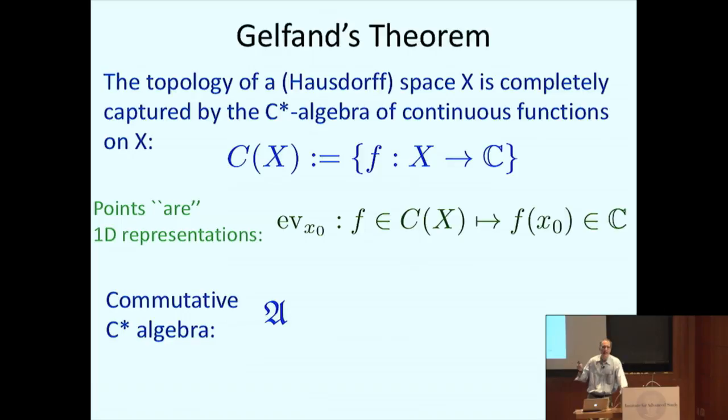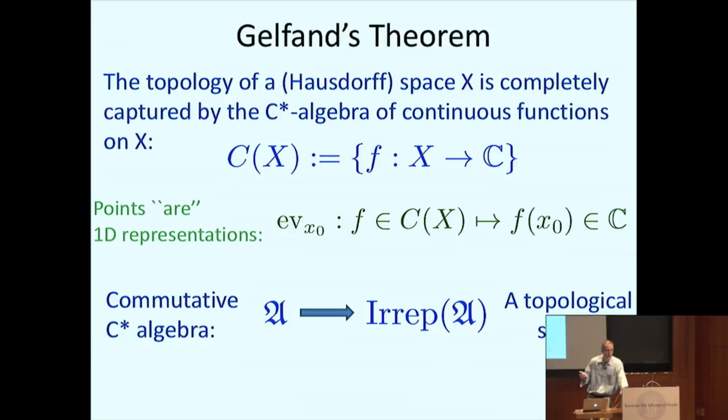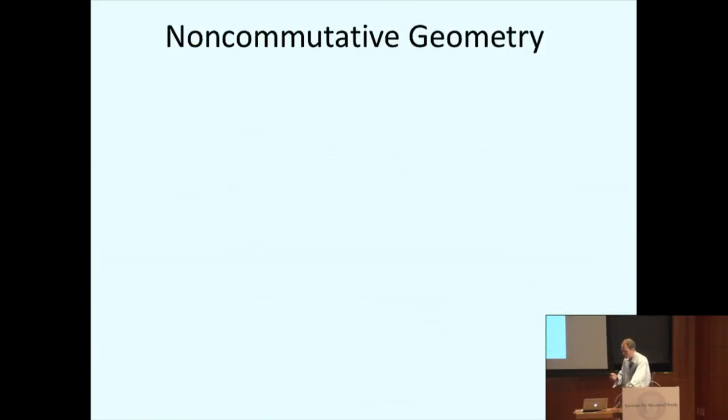Now, you can go the other way around. If you're given any commutative C-star algebra, you can consider its set of one-dimensional representations, its irreducible representations, and you could put a topology on that space. Well, if it's a topological space, you can talk about the continuous functions on that topological space. And that's another commutative C-star algebra. And guess what? It's isomorphic to the original C-star algebra A. That's Gelfand's theorem.